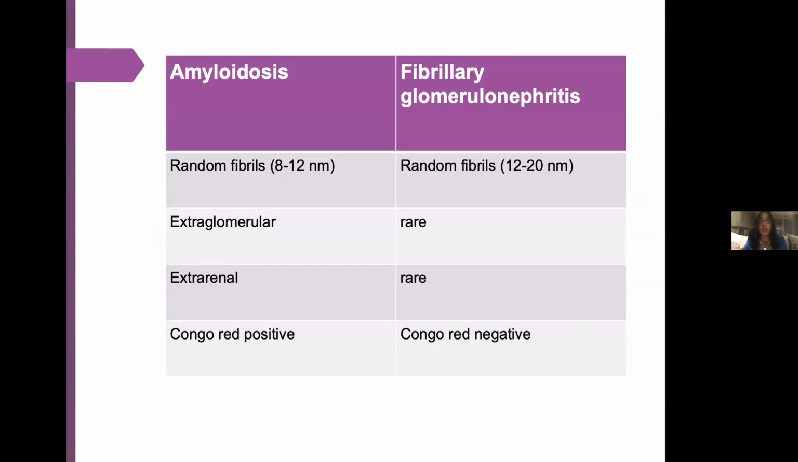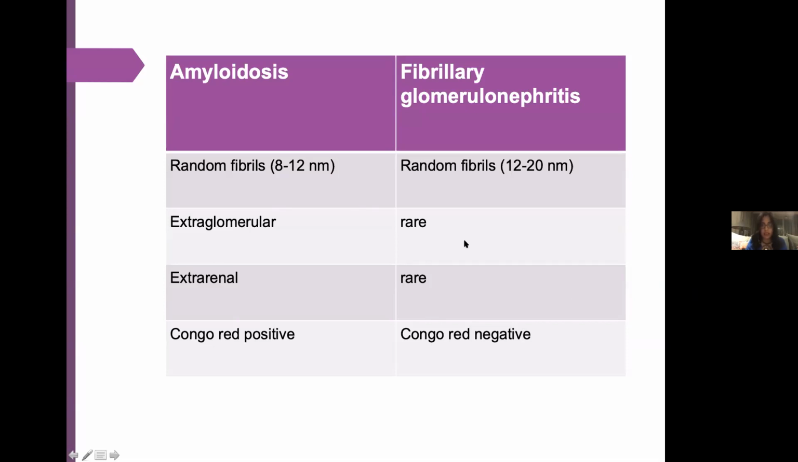Between the major and common entities, let's exclude the very rare diseases, amyloidosis and fibrillary glomerulonephritis. This is easy to differentiate because amyloidosis has a bit of smaller fibrils. Again, they overlap. This one has 8 to 12 nanometers. This one is 12 to 20 nanometers. However, amyloidosis is Congo red positive. Fibrillary is Congo red negative.